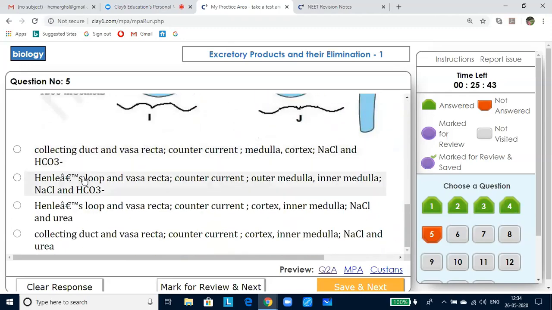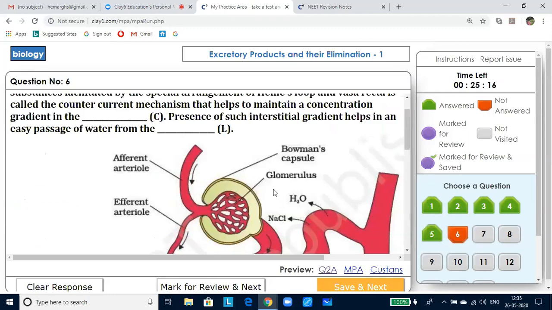So it is vasa recta. It is the counter current mechanism. So this is the Henle's loop there. So you can have cortex, inner medulla, NaCl and urea. So this is what I had explained to you about counter current mechanism a few minutes before.